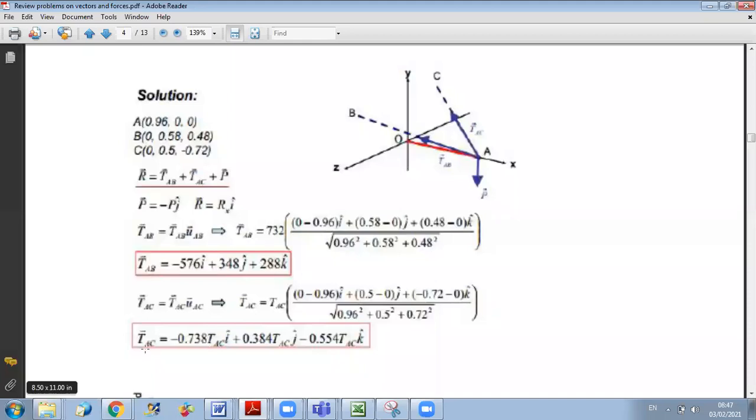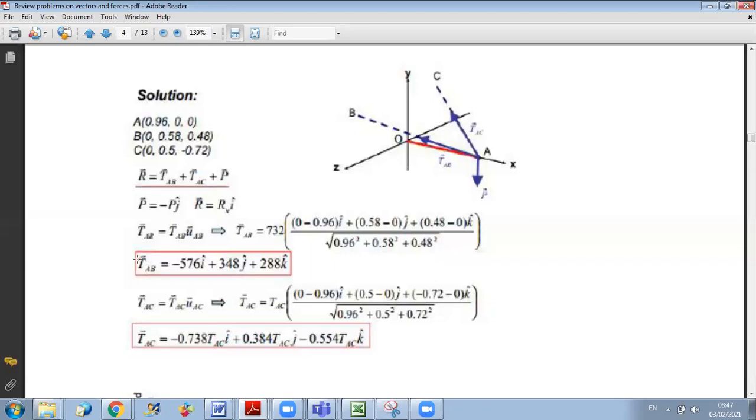So I will get that the TAC vector is minus 0.738 TAC I, where this is the unit vector component along X. For J, if I calculate the J component of the unit vector, it will be equal to 0.384, and I multiply by the magnitude TAC along J, and minus, this is the component along K for the unit vector, so minus 0.554 TAC K. So now I obtained the vector TAC as a function of ijk.